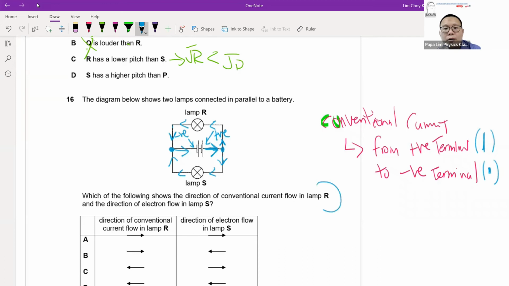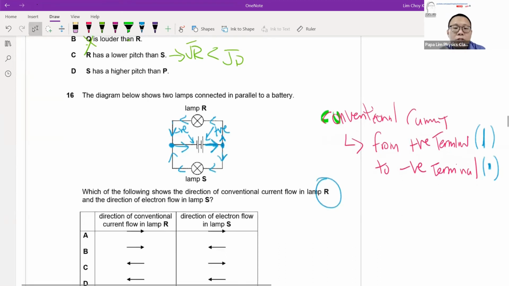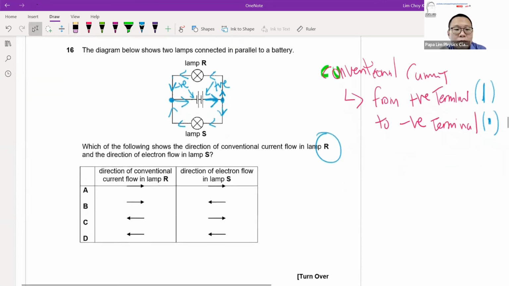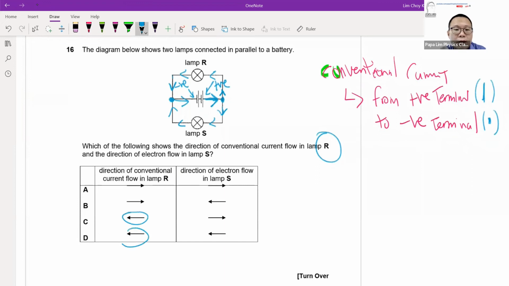So for lamp R, the conventional current is going from right to left. So R is right to left.